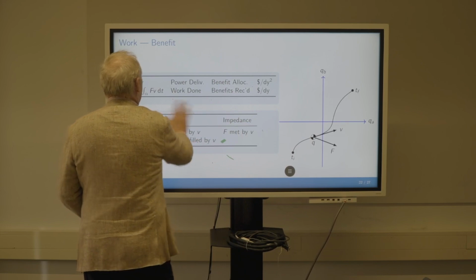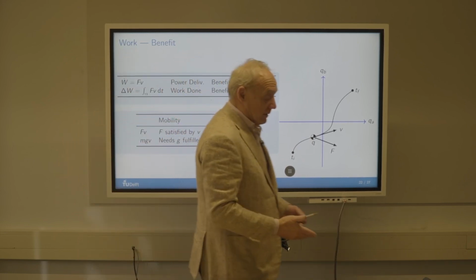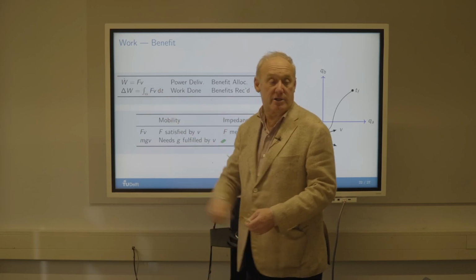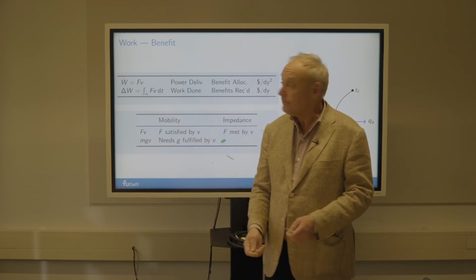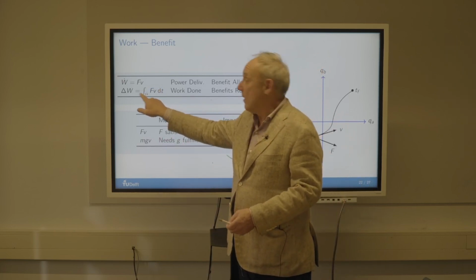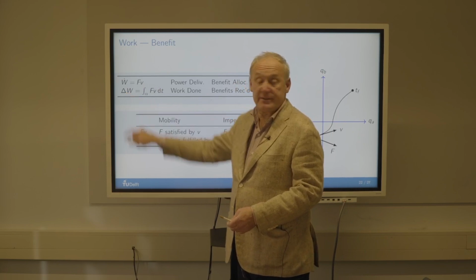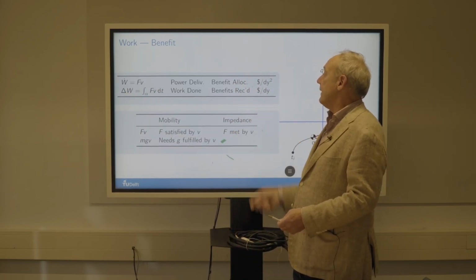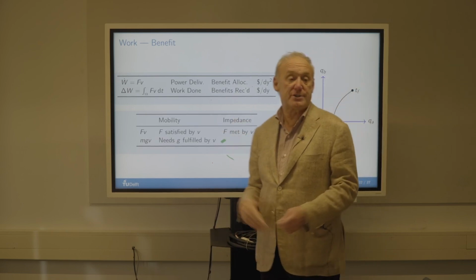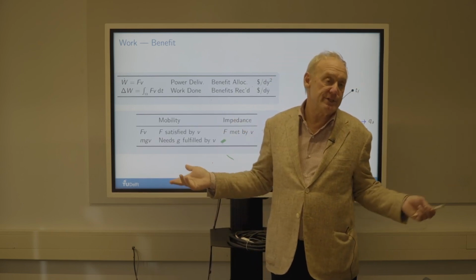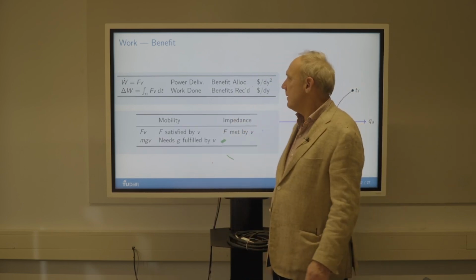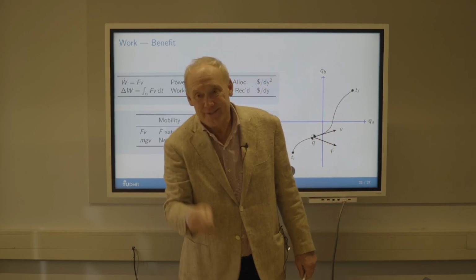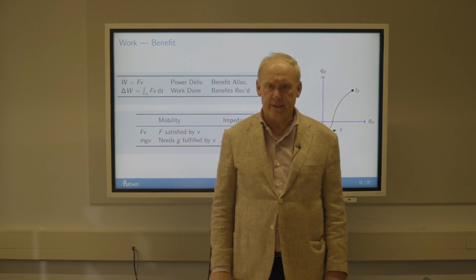Now, if you do that over some time, so I'm allocating these benefits here at a certain rate, I'm going to sum that up. So I have a total amount of benefits that I've allocated. And for the person who's on the receiving end, that's the benefits received. All right? And we would call that the work done, right? On this other object.